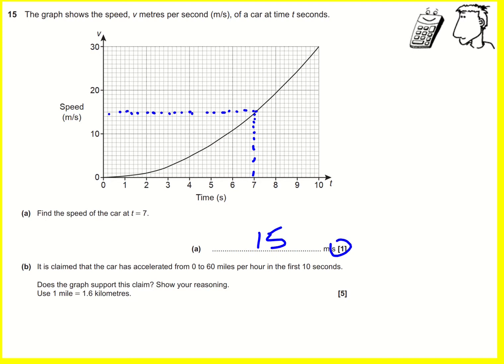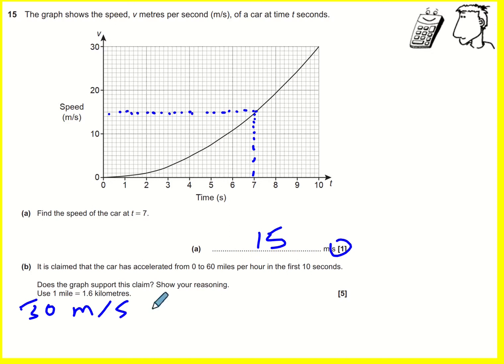It's claimed that the car has accelerated from 0 to 60 miles per hour in the first 10 seconds. Does the graph support this claim? So let's have a look. We can see that between 0 and 10, we've accelerated to 30 meters per second. And now we need to convert that into miles per hour.